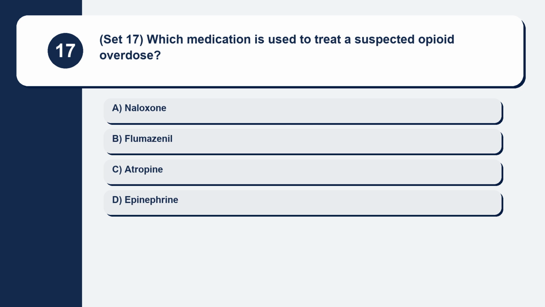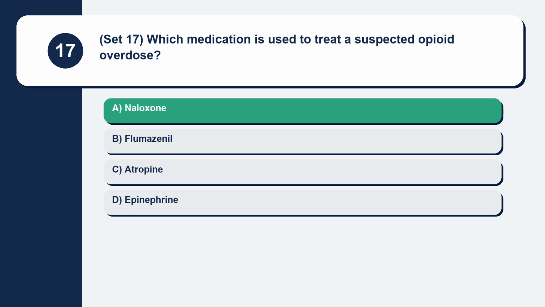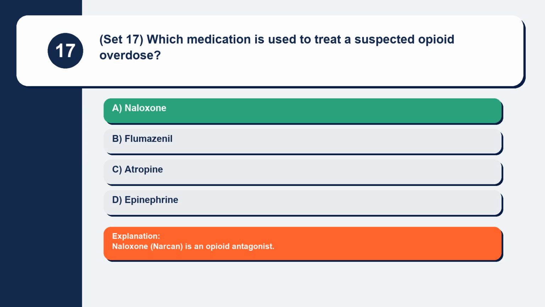Question 17. Set 17. Which medication is used to treat a suspected opioid overdose? Naloxone, flumazenil, atropine, epinephrine. Naloxone, Narcan, is an opioid antagonist.